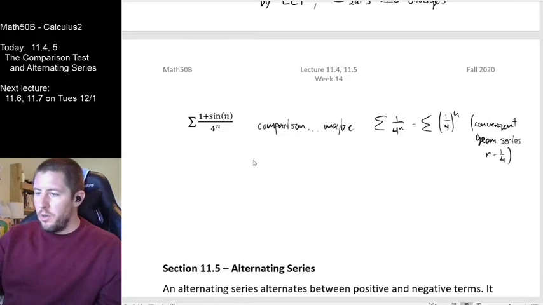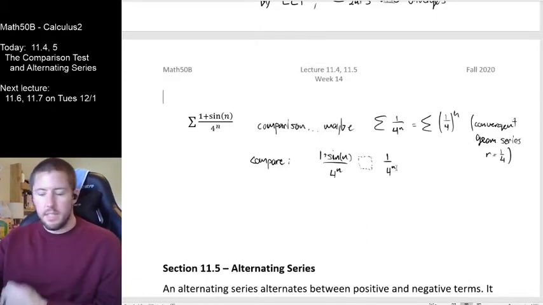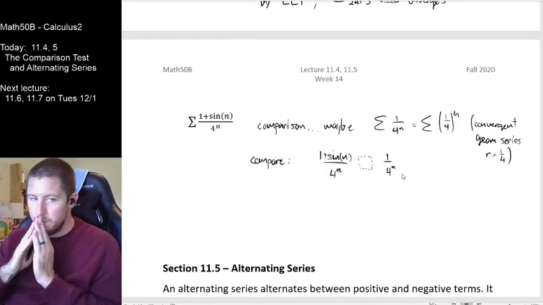So what I want to do is compare these two. I'll put my little comparison box right there. That's my greater than or less than. So my question to you is this: are all of these terms larger than or smaller than all of these terms?